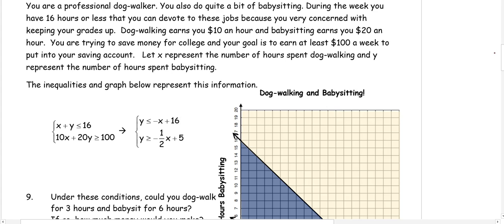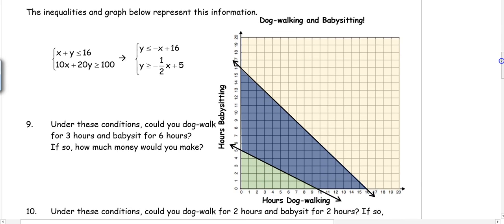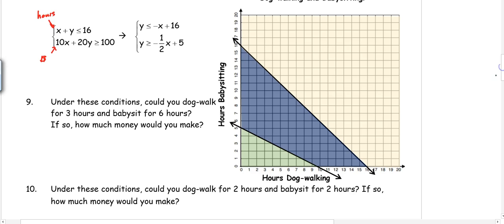Let X represent the number of hours spent dog walking and Y represent the number of hours babysitting. So we've already given you the equations and the graph below. So this first equation here is representing the hours, and the second equation is representing the money you make. Now, when I look at the graph, the darkest shaded region, so on this screen, would be the navy part. This is your feasible region. So points have to be in the feasible region in order for you to do that job for as many hours as it asks. So in number 9, under these conditions, could you dog walk for 3 hours and babysit for 6 hours? If so, how much money would you make?